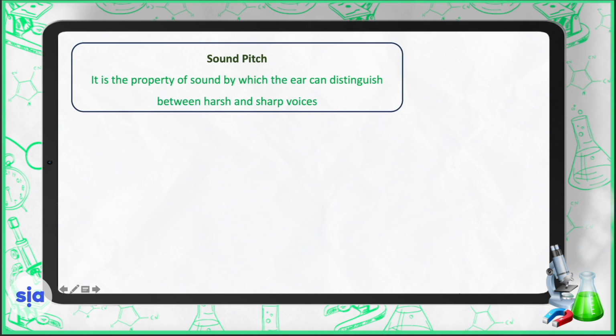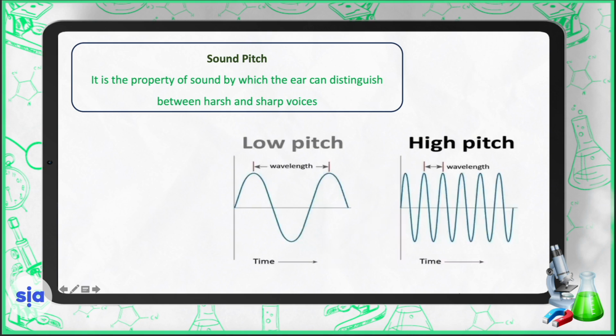So sound pitch could be defined as the property of sound by which the ear can distinguish between harsh and sharp voices. Look at these two examples. This is a low-pitched sound and this is a high-pitched sound. What is the difference between both of them? Yes, the frequency. Here, low frequency and long wavelength. Here, high frequency and short wavelength.